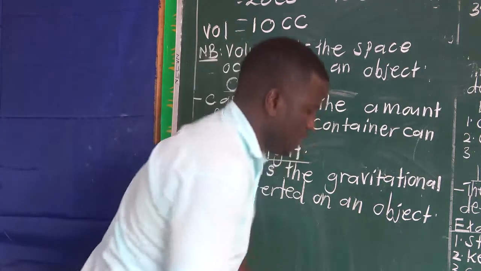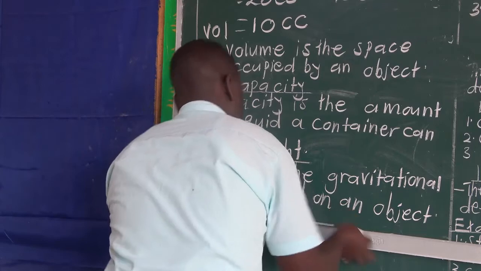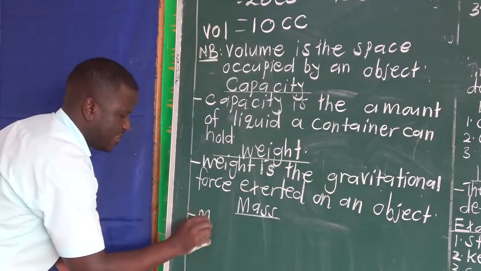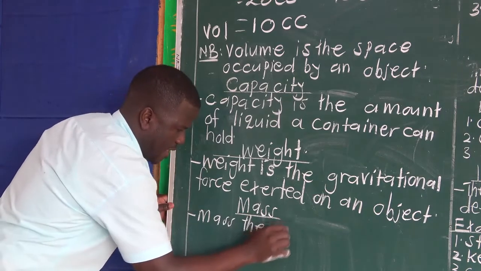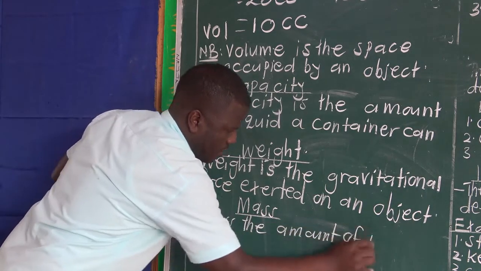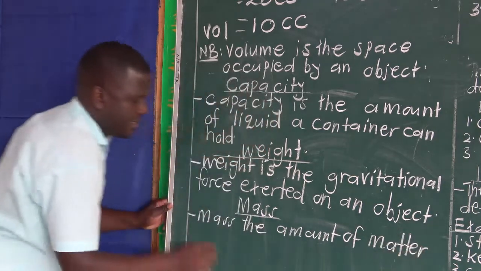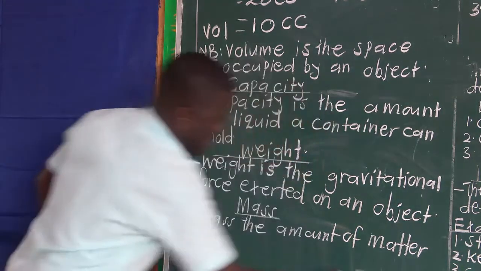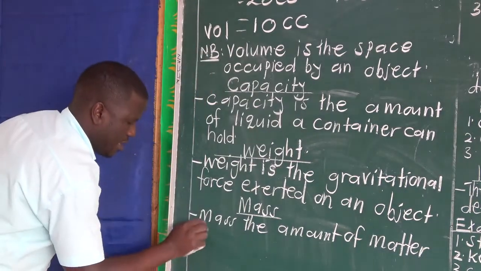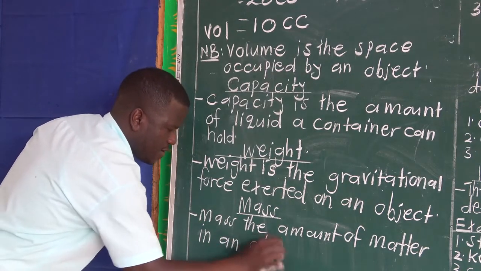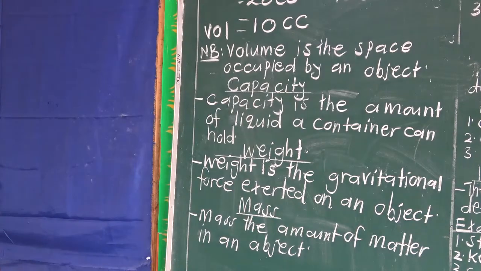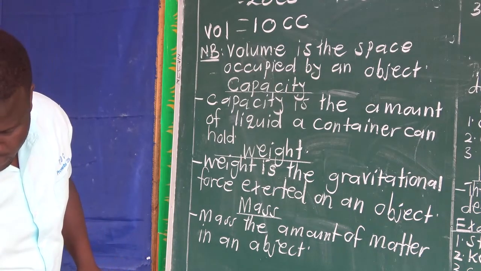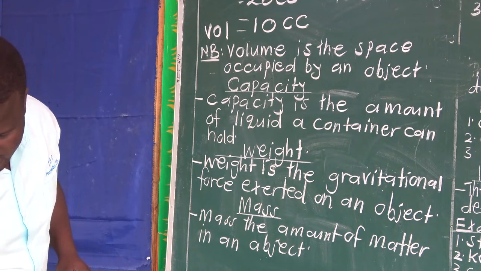Next, we look at mass. What is mass? Mass is the amount of matter in an object, or the quantity of matter in an object.